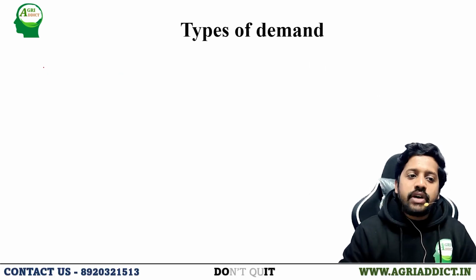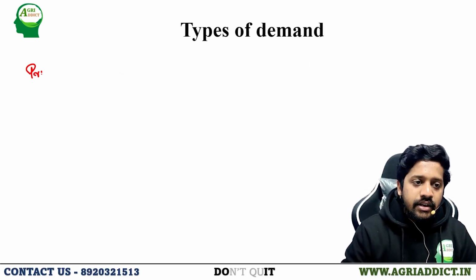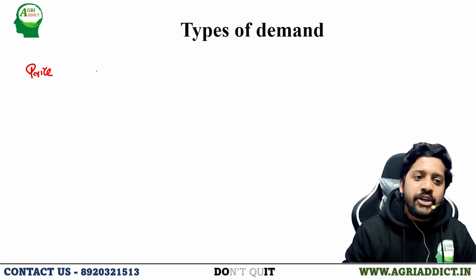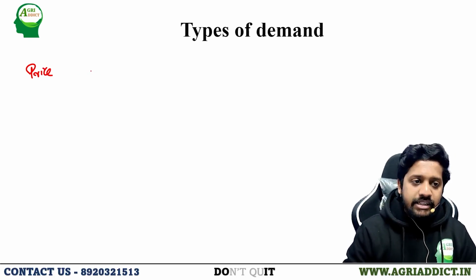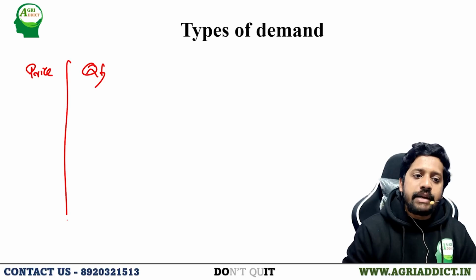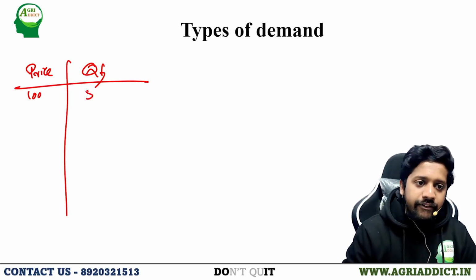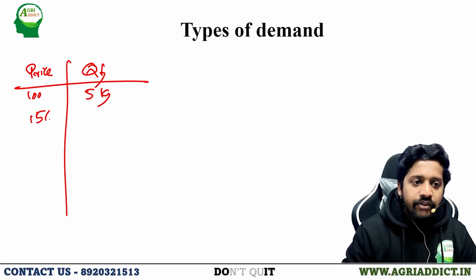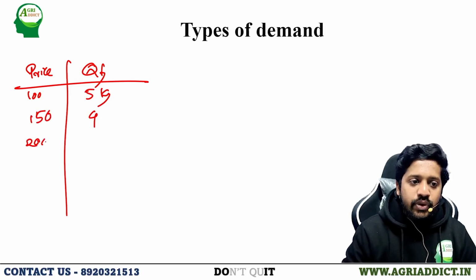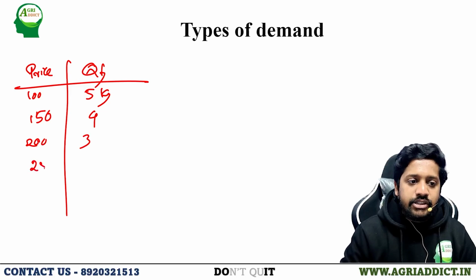We are going to consider a demand schedule here. Let it be the same schedule that we have considered earlier, that is, the price of an apple and the quantity demanded. The price of the apple is 100 rupees, we will be purchasing 5 kg. When it is 150, 4; when it is 200, 3 kg I will be buying. When it is 250 I will be buying only 2 kgs, and when it is 300 I will be purchasing only 1 kg.